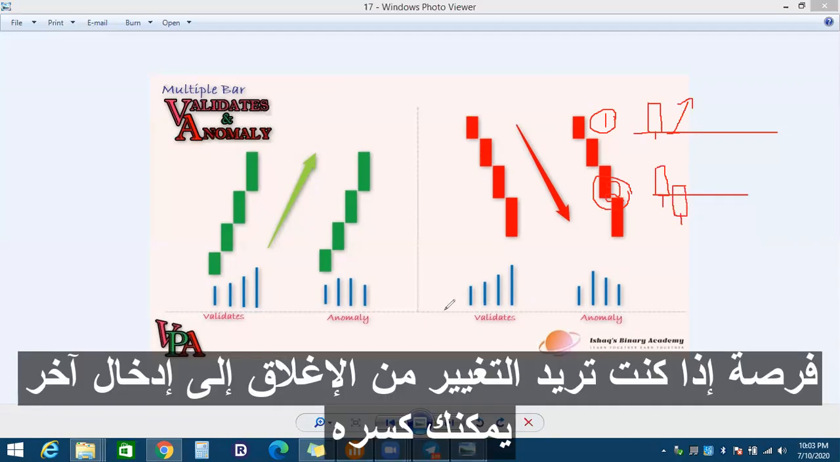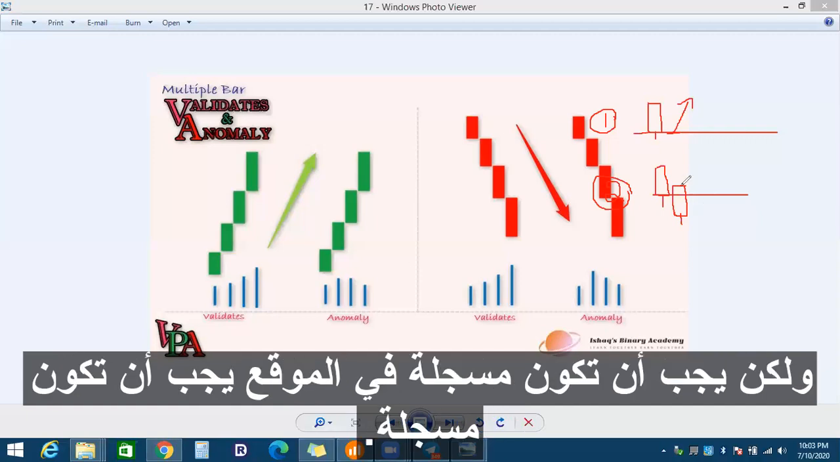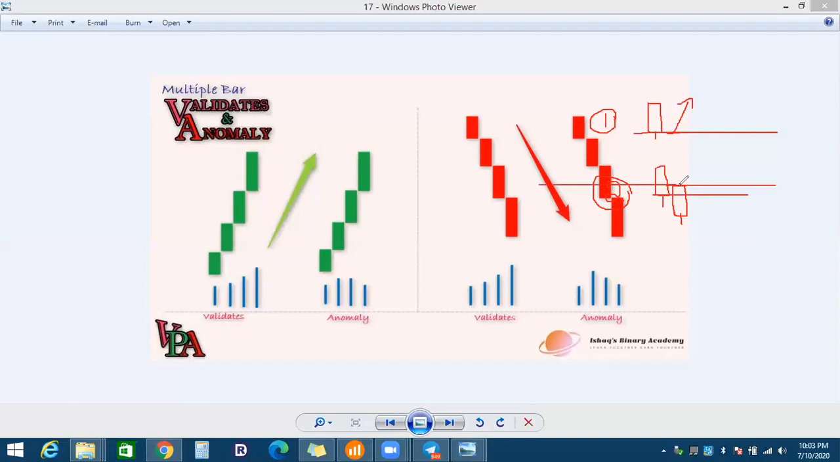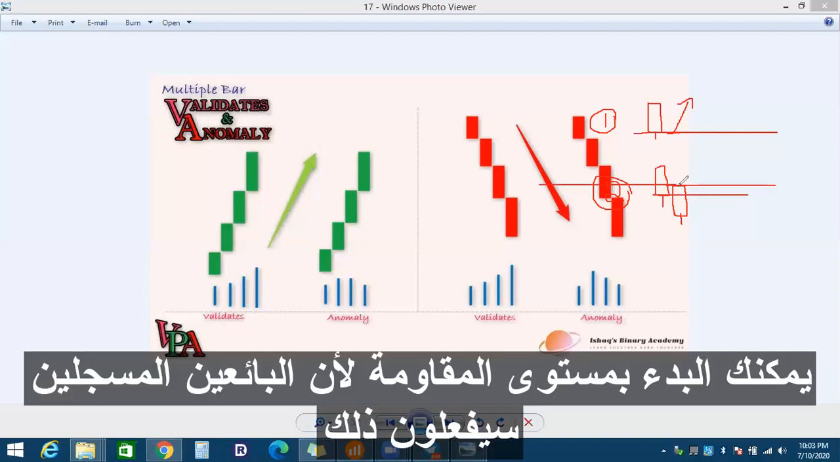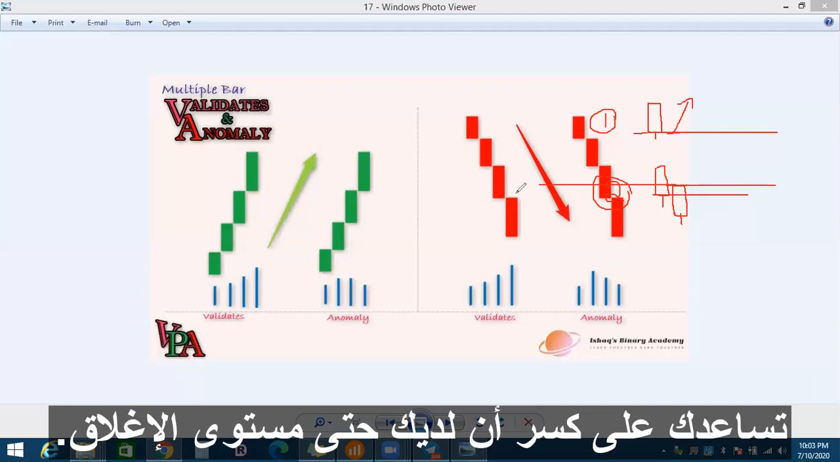So that is a chance. Yes, sellers have a chance. If you want to change the entry point from closing to another entry point, you can break, but there must be a resistance level on the previous side. On the resistance level, you can start, because these resistance sellers will help you. You can break the level.